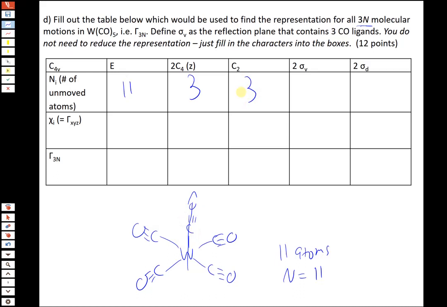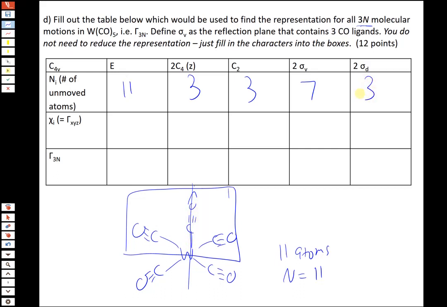As we defined before, sigma V is going to be the reflection plane that contains 3 CO ligands. So it would be, for example, this plane here, which has 3 COs. That's going to be a total of 7 atoms, 6 from the COs plus the center atom tungsten. So we have 7 from sigma V. And then for sigma D, that's going to be one that cuts in between COs. So the only ones that are in that plane are the tungsten and the axial CO. So 3 of the atoms are unmoved under sigma D.